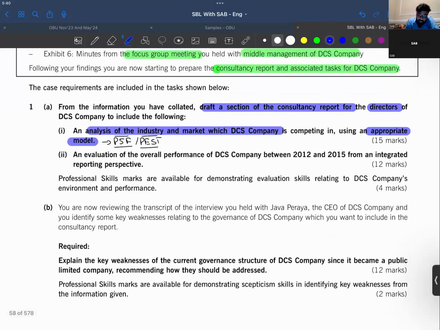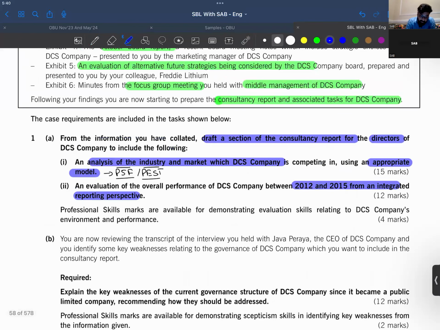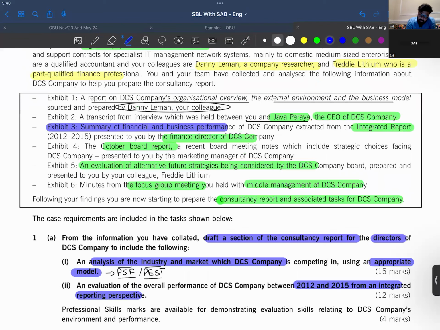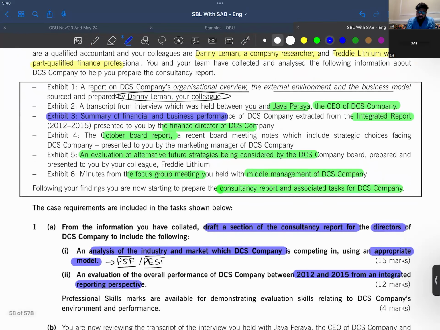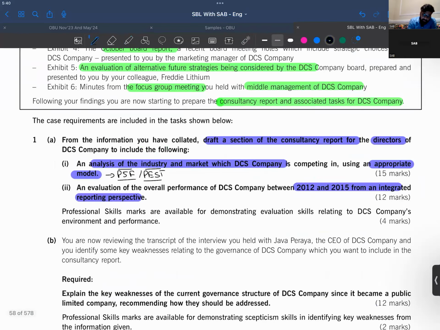Then an evaluation of the overall performance of DCS company between 2012 and 2015 from an integrated reporting perspective. So they have given you data. I guess this requirement is totally from Exhibit 3, because in Exhibit 3 there was integrated reporting data given, and they have asked simply.